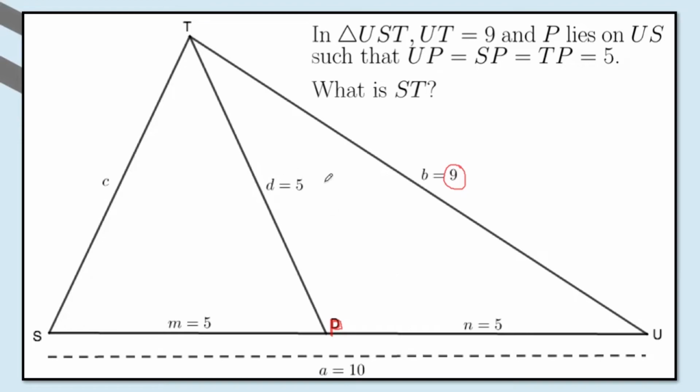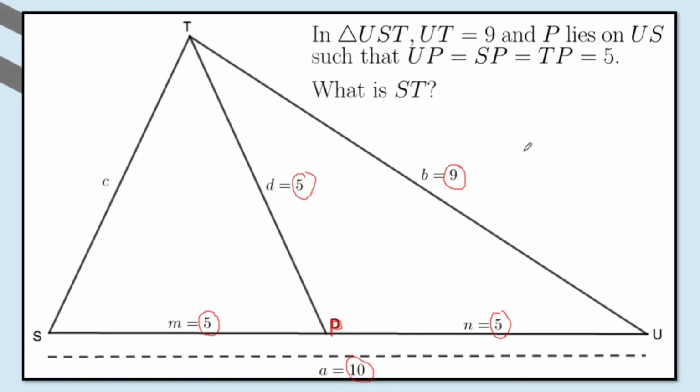What is ST? Now note how in the given figure, as stated in the item, we already have the three sides of a triangle and one cevian. And particularly, this is a very special case since this cevian divides segment SU into two equal parts. So TP is actually a median over here. Nevertheless, we can still use this formula. Now, since UP equals SP equals 5, we know that SU would be 10. And we know that TP is 5 by the given as well.